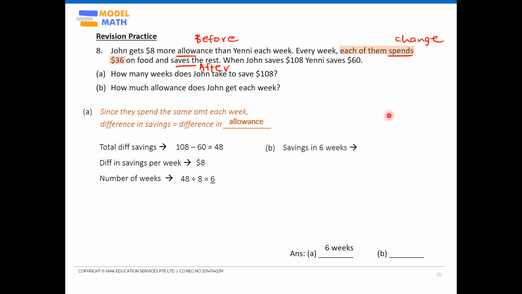All right, so let's write that down first. So savings in 6 weeks is $108. Hence, I go on to find in 1 week, how much does he save? He saves $18 in 1 week.